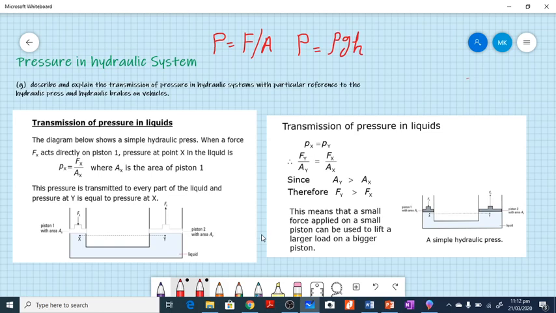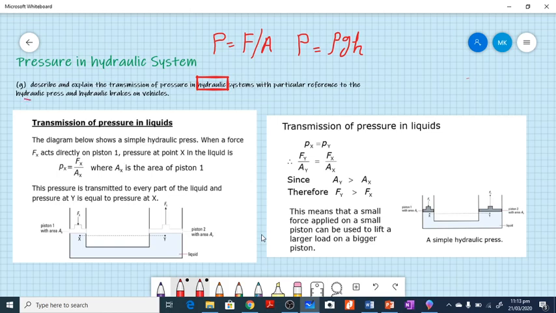So now the topic is related with the pressure in the hydraulic system. Hydro means liquid, and why will we use the brake oil in the car braking system, and why can't we use the water? We will see as we move further along with the learning objectives. So describe and explain the transmission of pressure in the hydraulic system with reference to the hydraulic press.